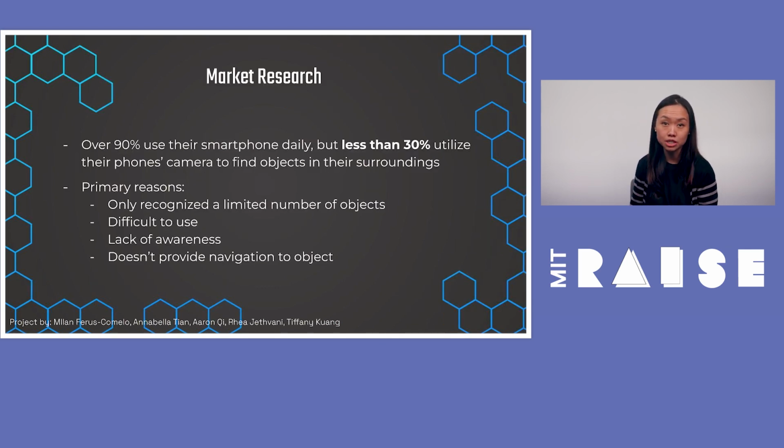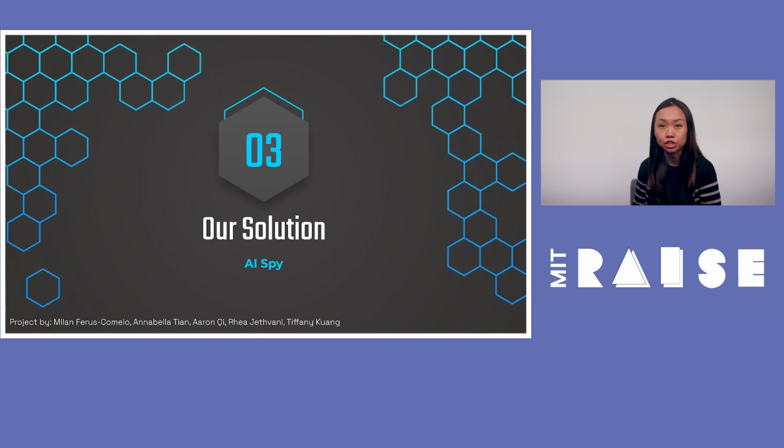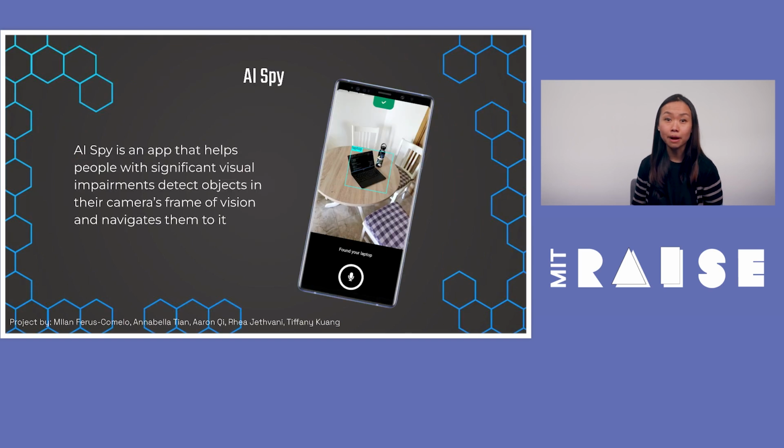They also did some user research and market research. Again, these student examples, as well as the other ones that we've talked about, are all available for more detail viewing on the Computational Action website. So you can be sure to read more through that on the website. So I'll get into their implementation. They created this app called AI Spy. AI Spy is an app that helps people with significant visual impairment detect objects in their camera's frame of vision and navigates the people to the object. So this is the solution that they created.